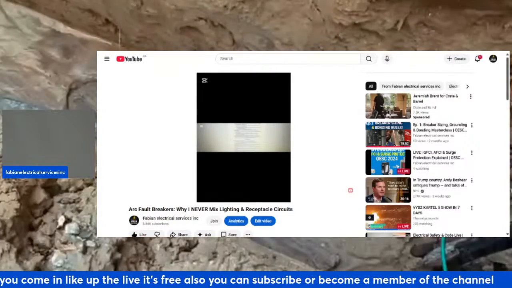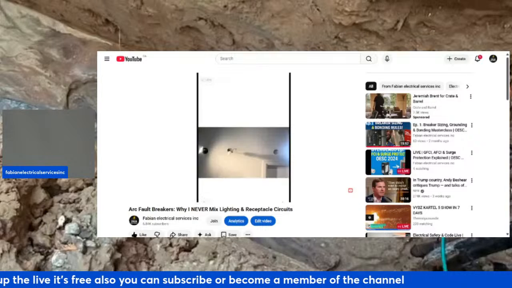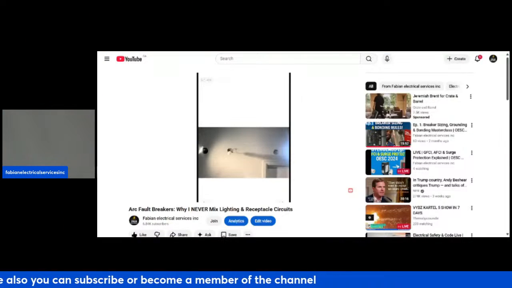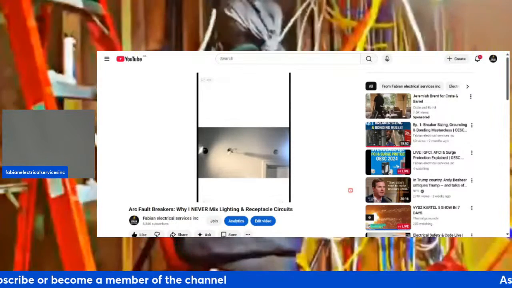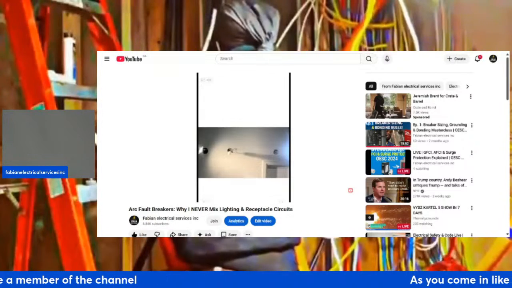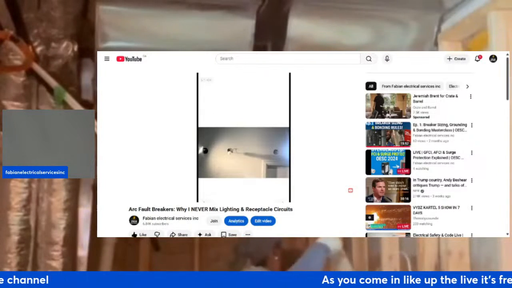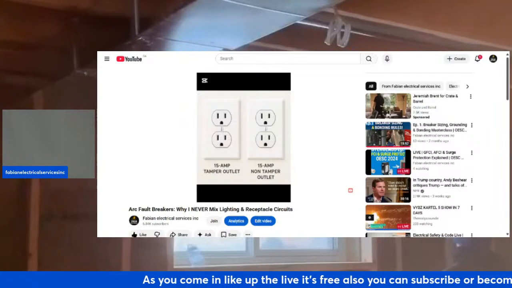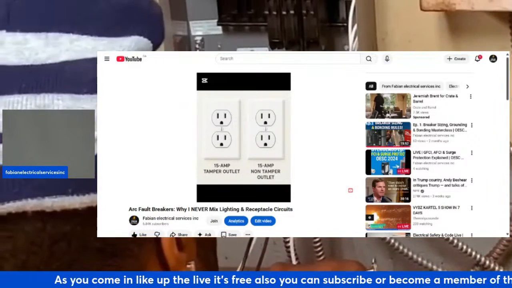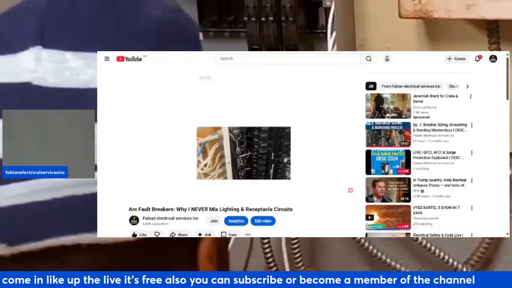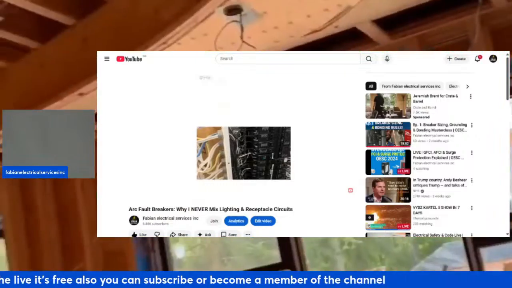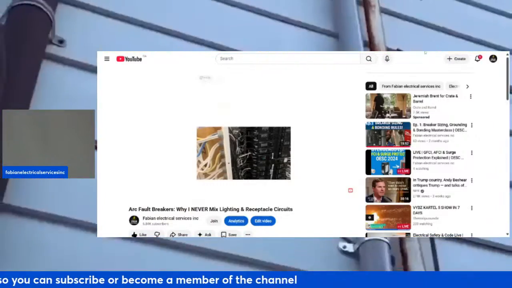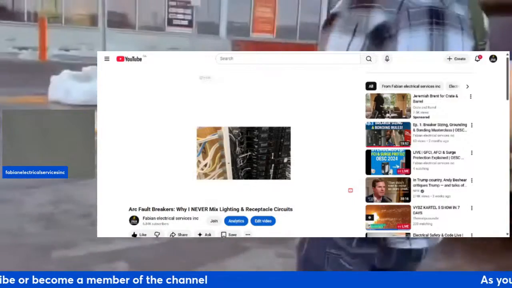So basically what I try to do is avoid running circuits like lighting and receptacles together, and avoid sharing neutrals between AFCI circuits unless the breaker is designed for it, like a two-pole AFCI for multi-wire branch circuits. So remember, separate your circuits, avoid unnecessary trips, and make your life a whole lot easier.